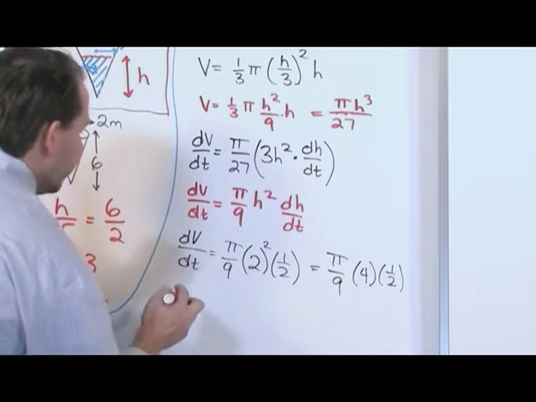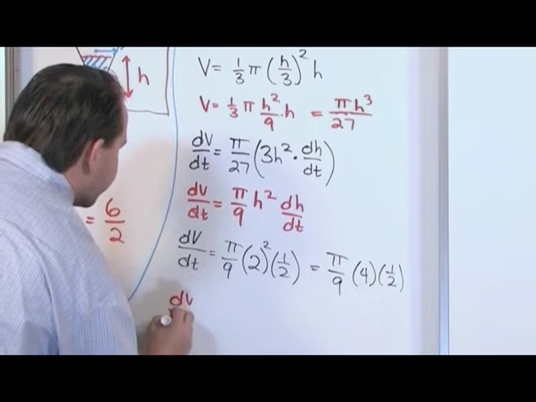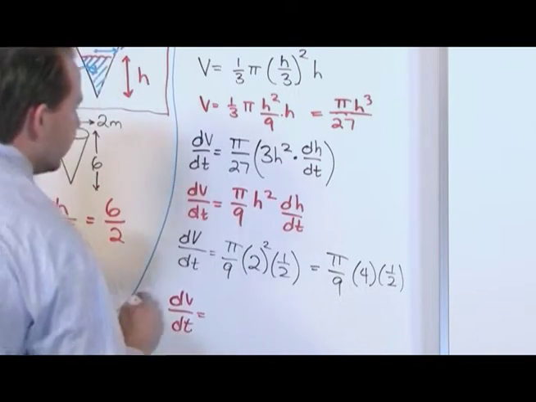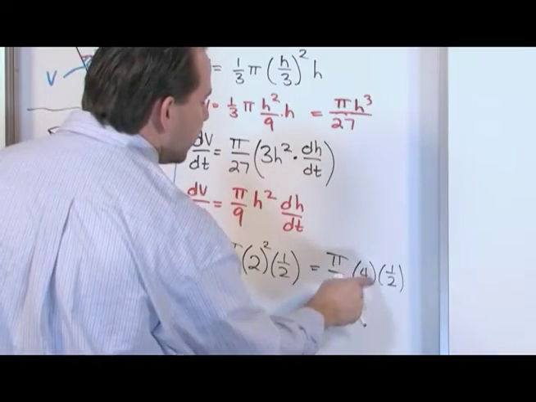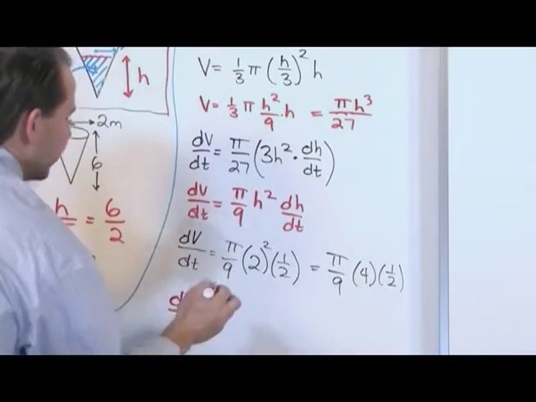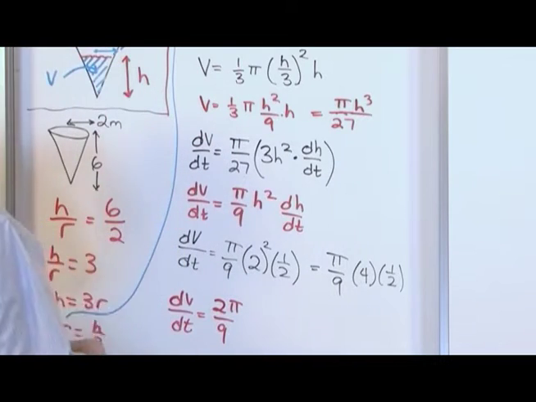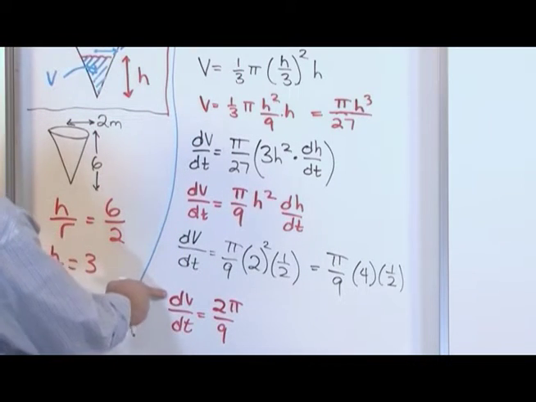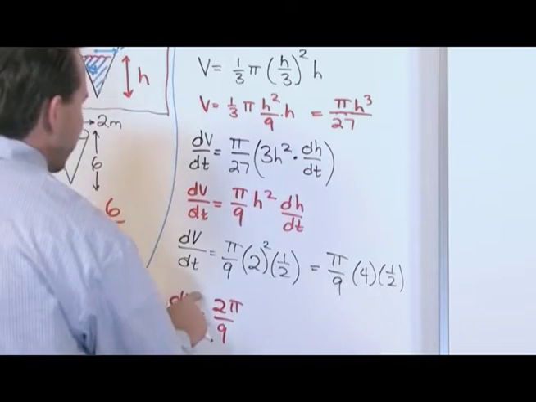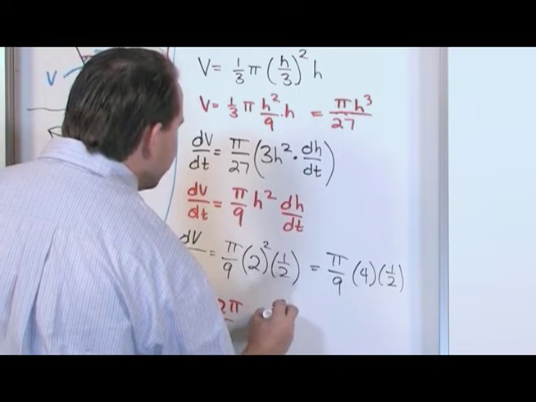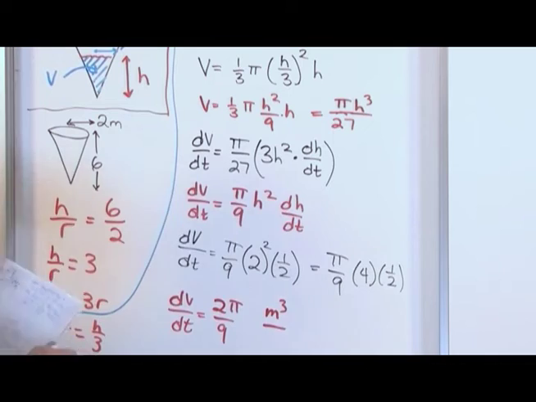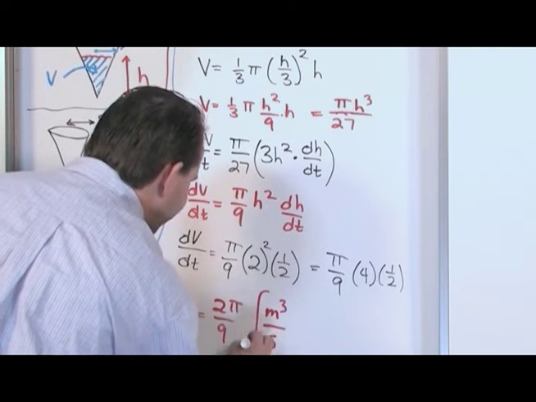So dV/dt is equal to... 4 divided by 2 is 2. So the 2 is just going to stay on the top: dV/dt equals 2 pi over 9. Now look at my units. It's the rate of change of volume as a function of time. So volume on the top, meters cubed, over, what is the time I'm talking about here? It's per second.